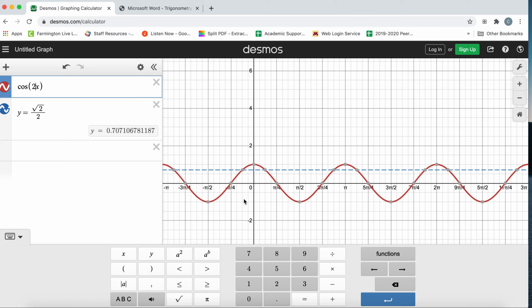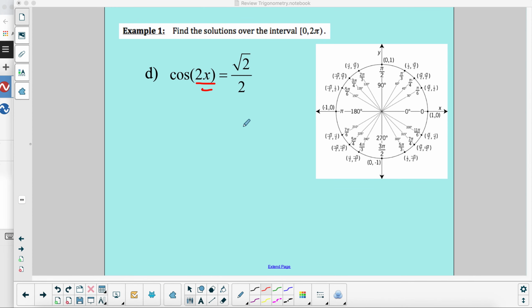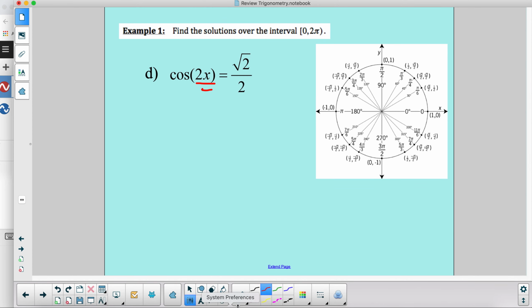Since it goes around twice, when we try to find our answer of square root of 2 over 2, we're going to have twice as many answers. We have 1, 2, 3, 4 answers between 0 and 2 pi. If I just said to find answers, there'd be infinitely many, right? You could keep going on forever. But the way we will find these answers is to go back to this problem and, for the moment, think about it as just cosine of x equals square root of 2 over 2.